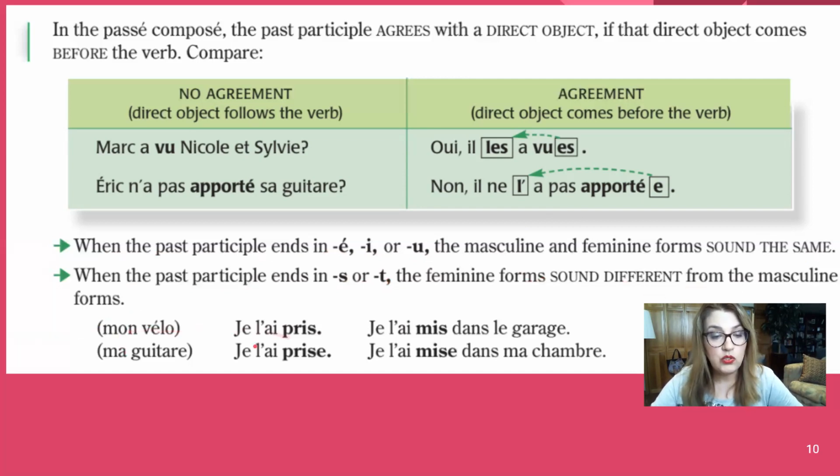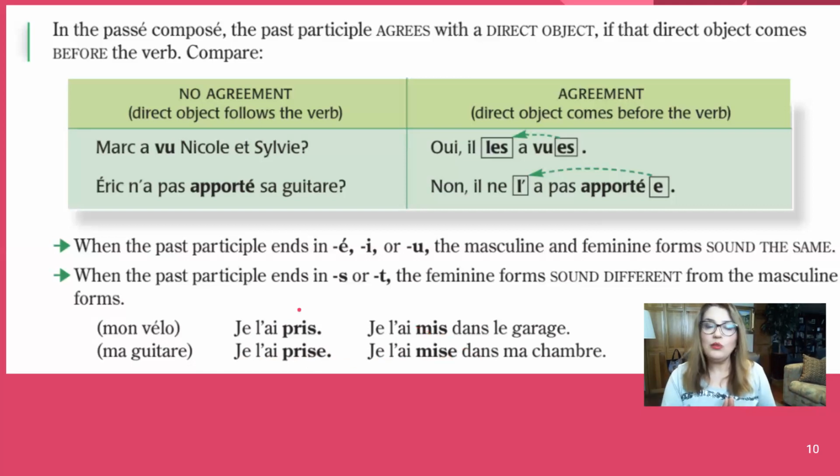Mon vélo, je l'ai pris. I took it. It's masculine. Je l'ai pris. Je l'ai mis dans le garage. I put it in the garage. Ma guitare, je l'ai prise. So here we have to pronounce this S and it turns into Z because it's between two vowels. Je l'ai prise, je l'ai mise dans ma chambre.